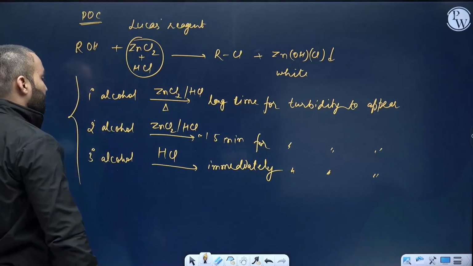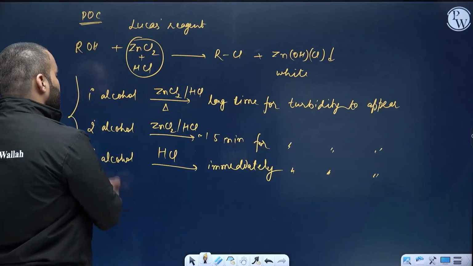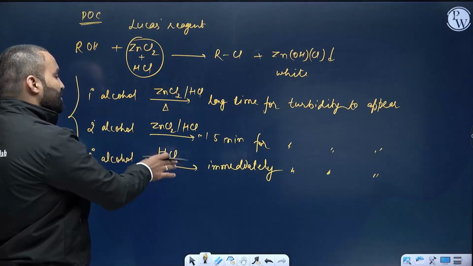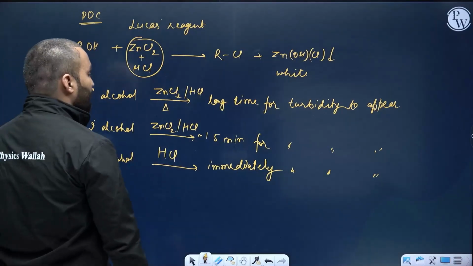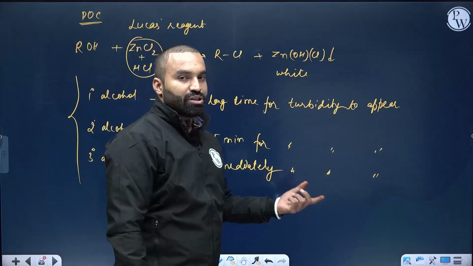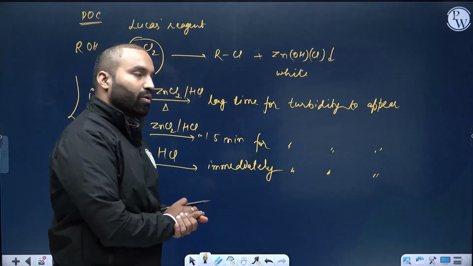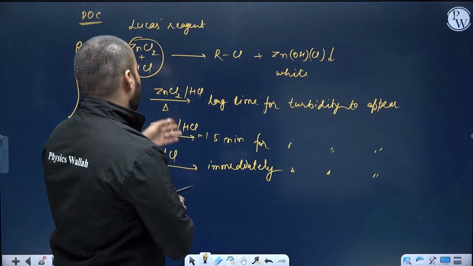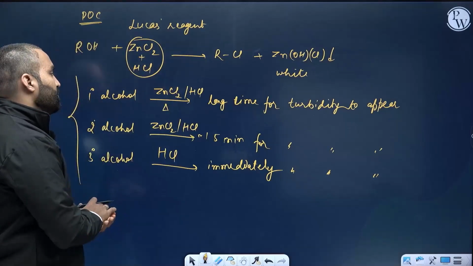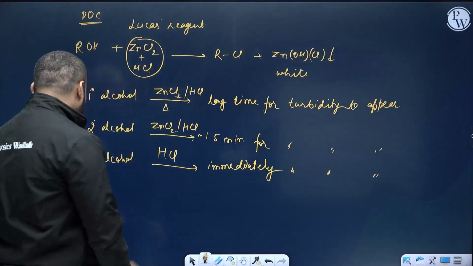So how are you going to distinguish between the three? You just have to use ZnCl2 and HCl, Lucas reagent. If turbidity appears immediately, it's tertiary alcohol. If it takes 5 to 15 minutes, it is secondary alcohol, and if it takes longer time and you have to heat it also, then it is primary alcohol. Clear, everyone? Okay.